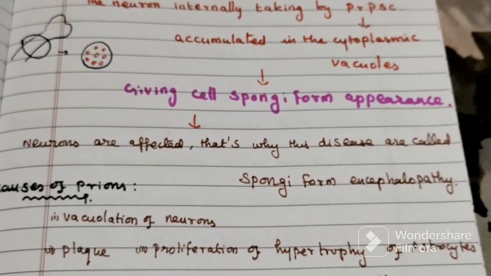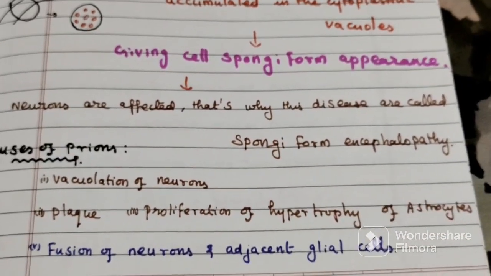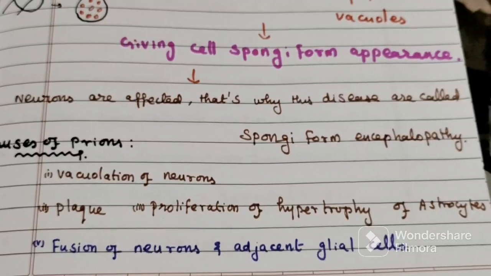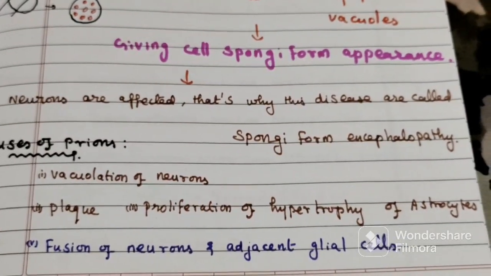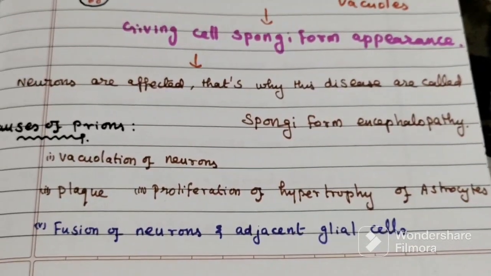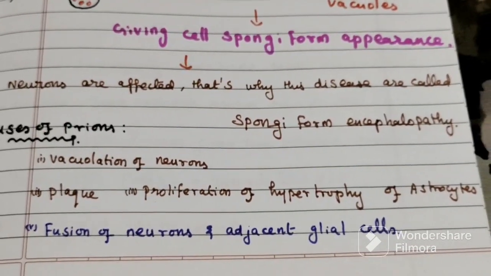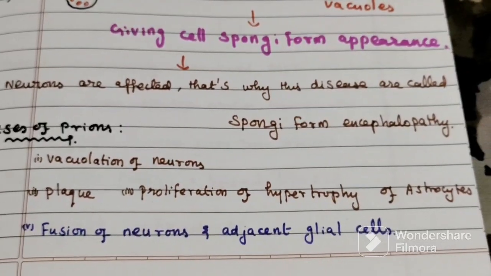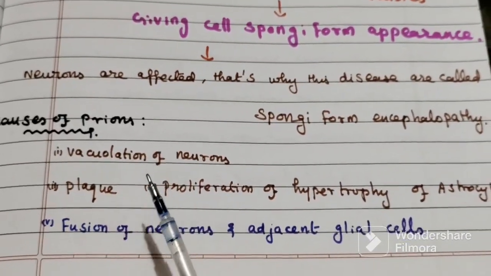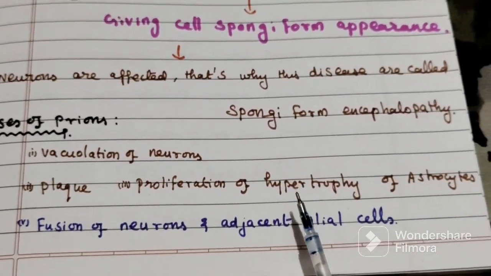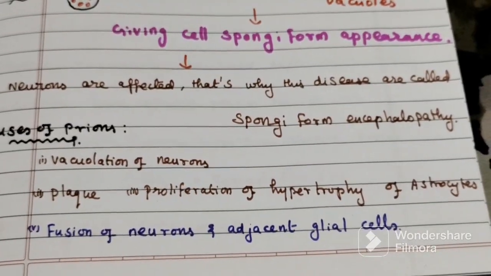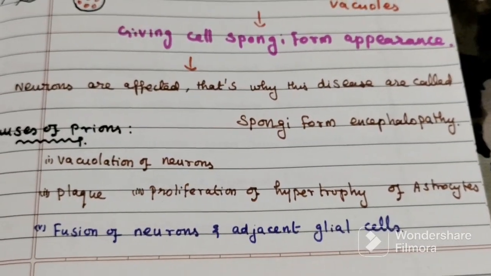So what are the features? Vacuolation of neurons, plaques, hypertrophy and proliferation of astrocytes, atrophy, and then fusion of neurons and adjacent glial cells.